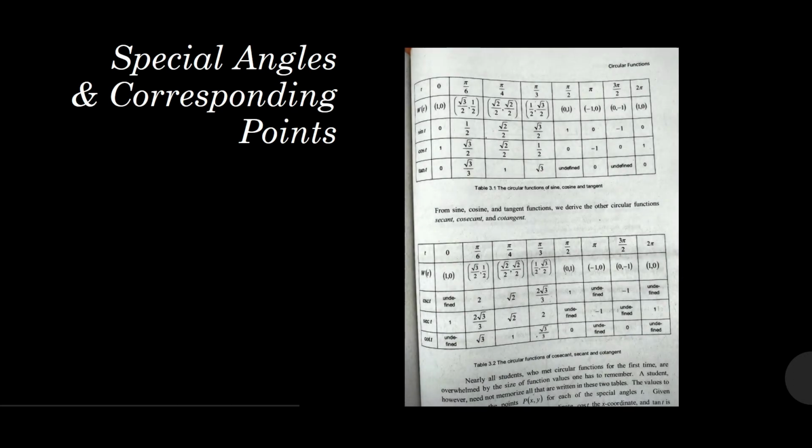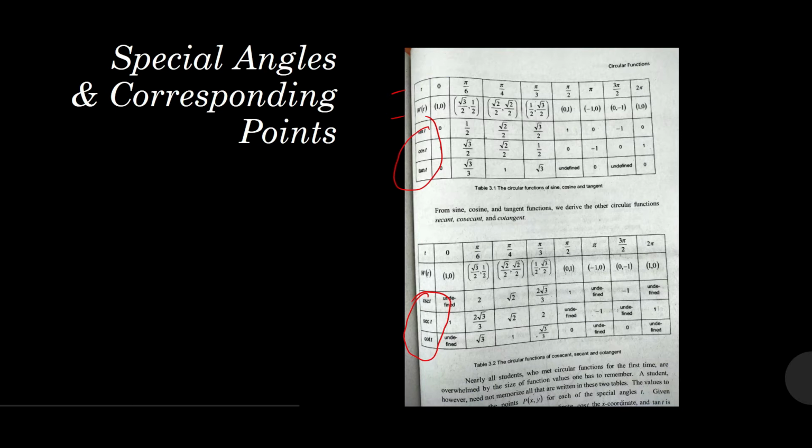Those things put together will appear in a table such as this. So this is a photo of a page from my book. This is a summary. In the first row, you have the values of t, and the second row would be the corresponding points for that t. And these are the circular functions, and the numbers here are the values of your circular functions as a function of t. So this is a big chunk of knowledge.